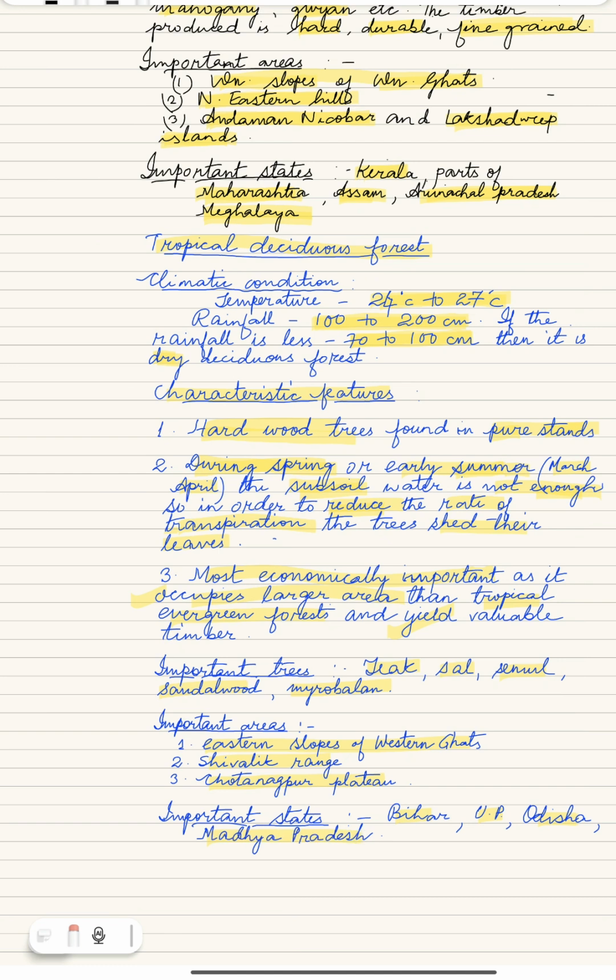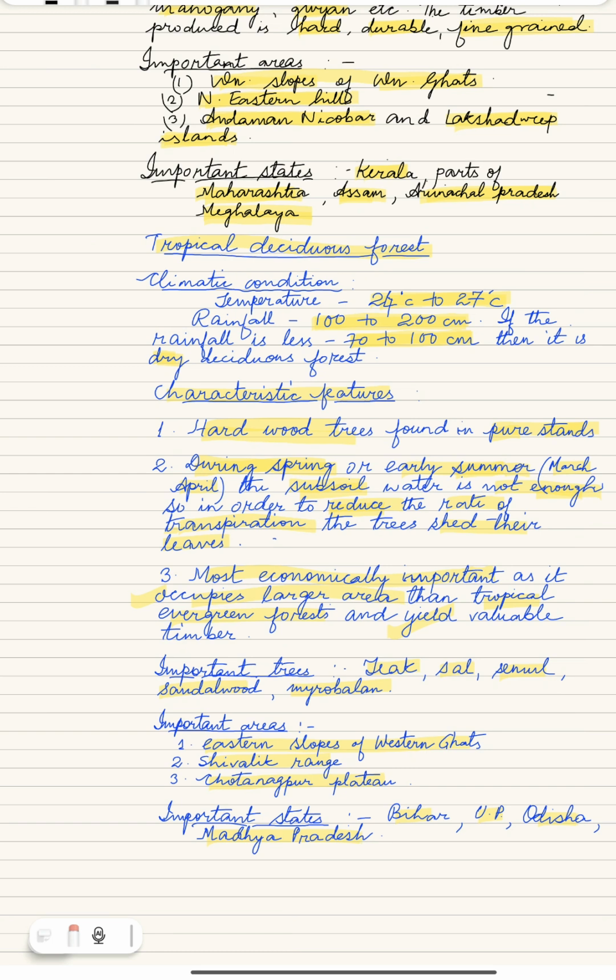Now children, that's all for today, but I'm going to ask you one question. Suppose a boy has gone for a visit to the Andaman Nicobar Islands. If I ask you what kind of vegetation did he see around, what was the speciality of that vegetation?